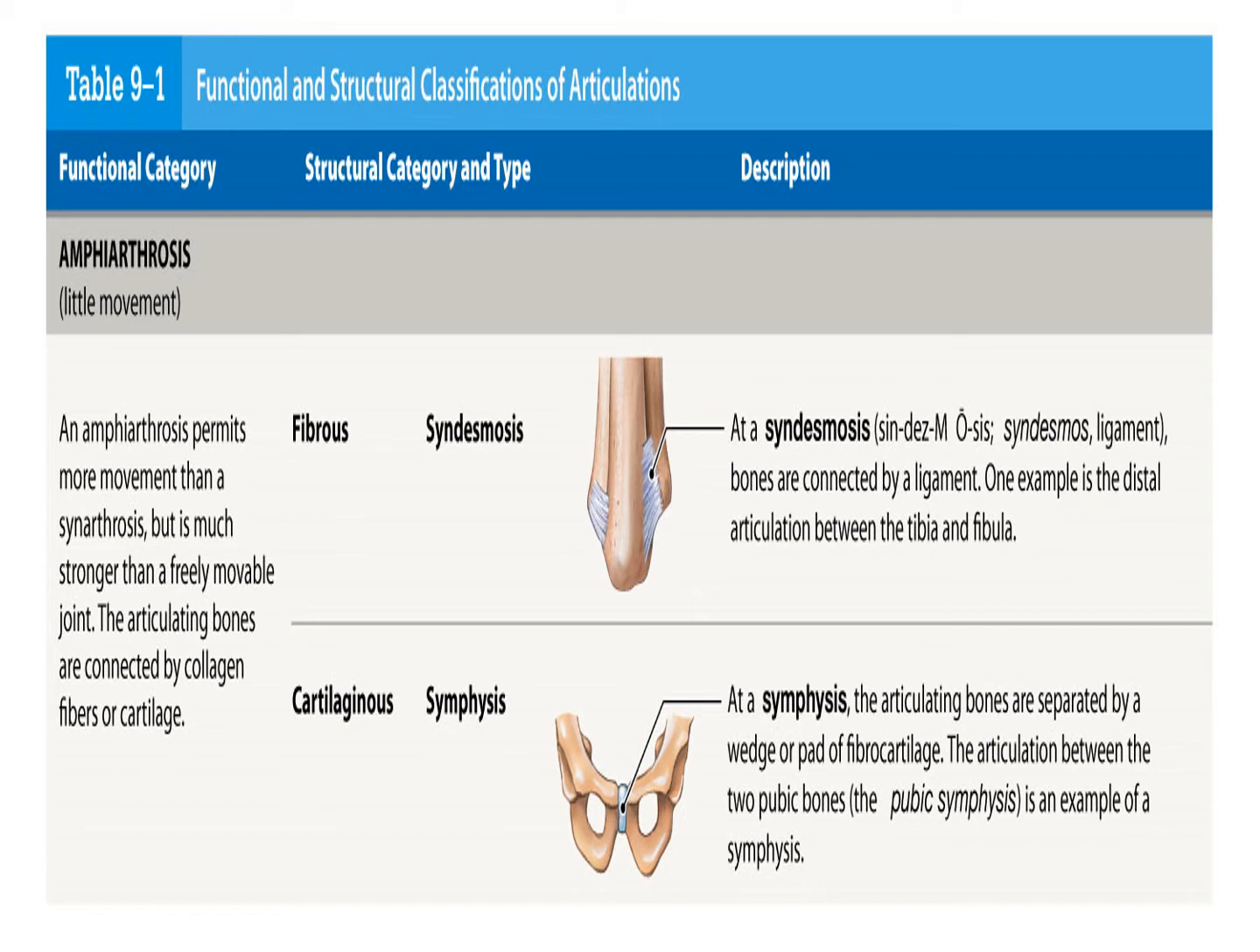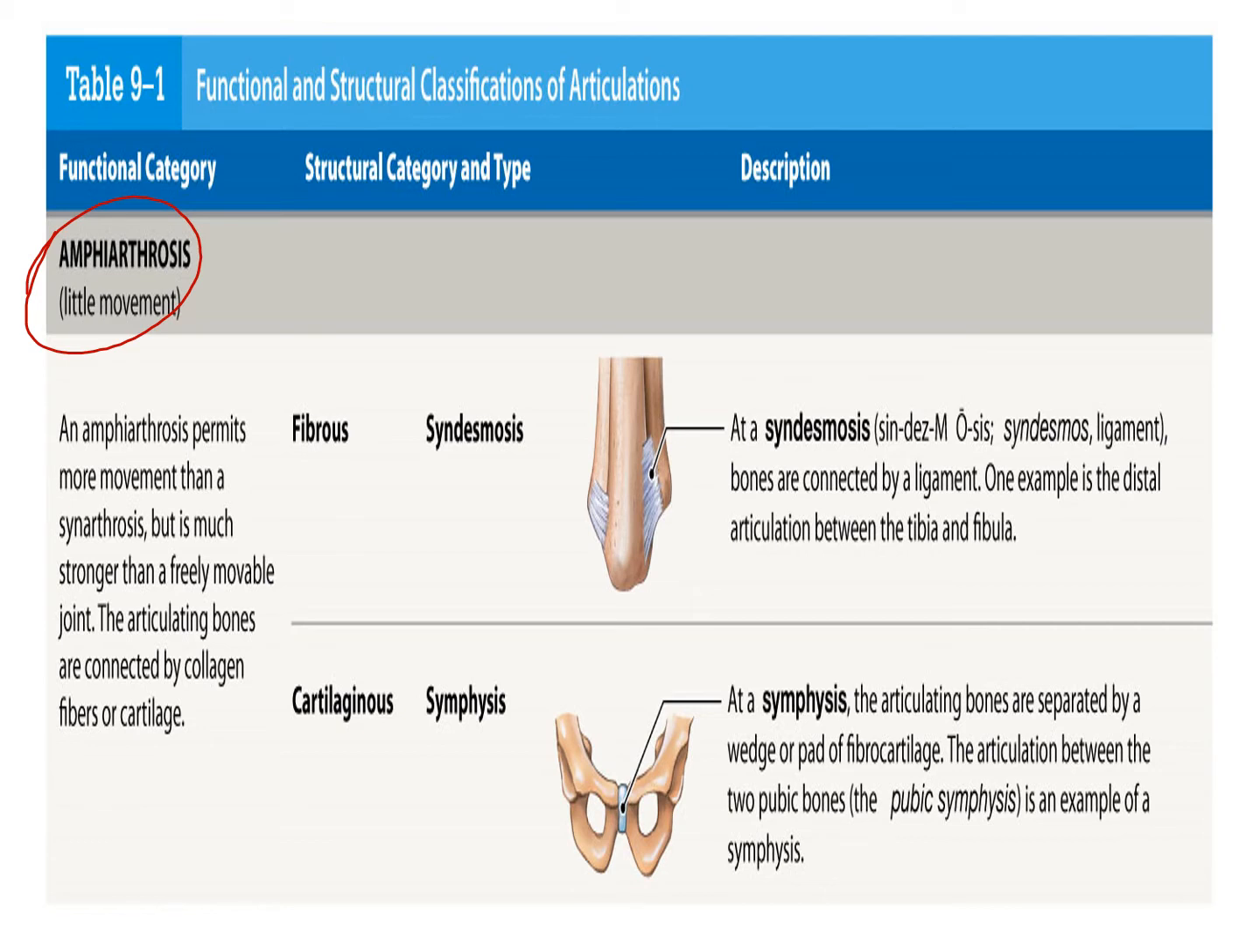So now, if you look up here, our functional category has just changed to amphiarthrosis. So amphiarthrosis is a joint that has some movement. Not a lot of movement, but a little bit of movement. So it moves more than the previous one, but not as much as a diarthrosis.